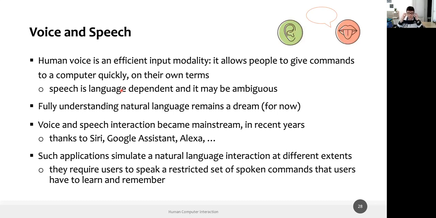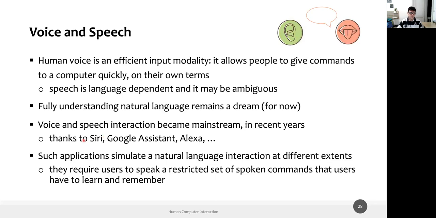And as far as computers are concerned, we mostly use speech more than voice. And for a computer, for now, fully understanding natural language still remains a dream. So even if we have things like Siri, Google Assistant, Alexa, and so on, they are not able to fully understand natural language like another person.